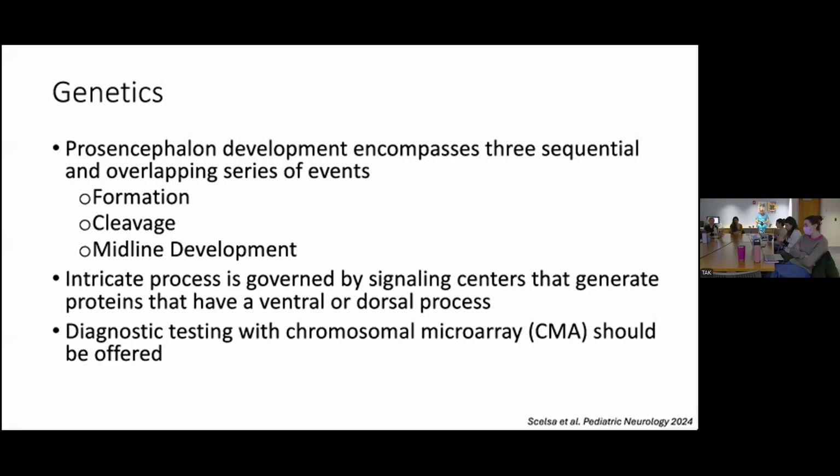So next we'll discuss some genetics. Prosencephalic development encompasses three sequential and overlapping series of events that include formation, cleavage, and midline development. This process is governed by signaling centers that generate different proteins that express either ventrally or dorsally in the neural tube. When a patient is diagnosed with HPE, diagnostic testing as well as chromosomal microarray should be offered, as well as a formal genetics consult.